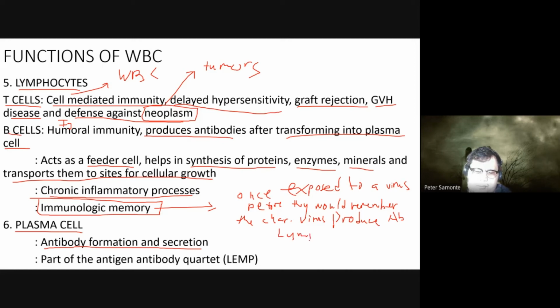Lympho, AO, mono, and plasma cells. Lympho, AO, mono, and plasma cells, your LEMP. These are the antigen-antibody quartet. They are responsible for your antigen-antibody defense system. LEMP.